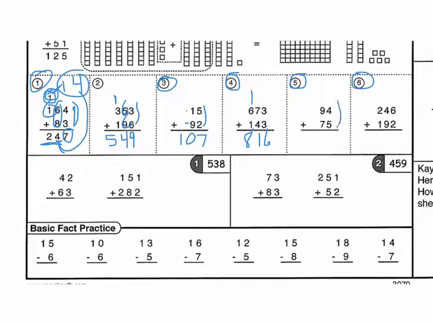The next one, number 5, 4 plus 5 is 9. And 7 plus 9, 9 plus 7 is 16. So the answer is 169. All right, so erase it and fix it if you didn't get it right. And the last one, number 6, 6 plus 2 is 8. And 4 plus 9 is 13. You're going to bring the 1 up here from 13. And then we have 1, 2, and 1, which makes 4. 438.